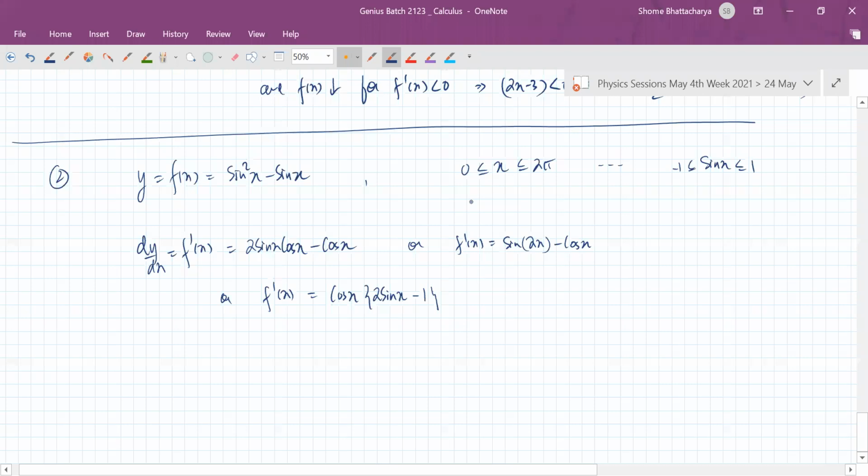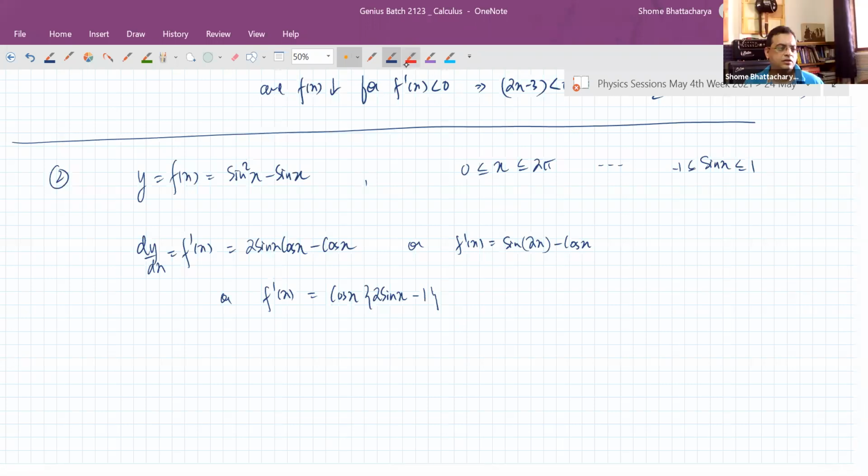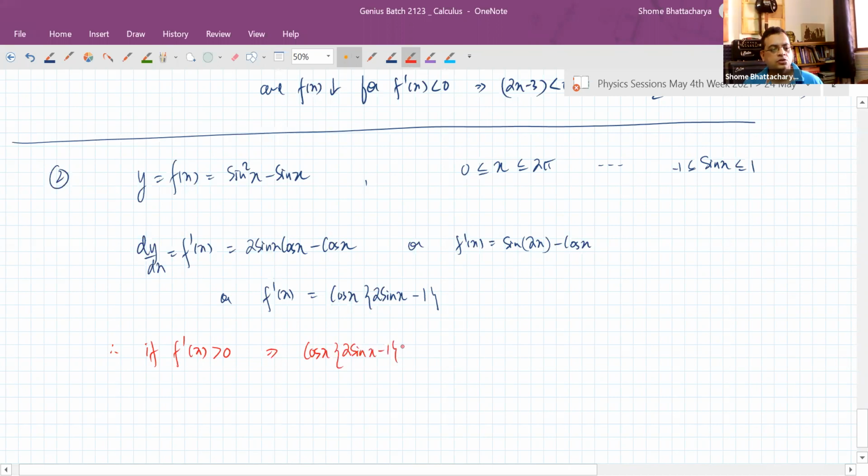Understanding the point? Okay. So now, for example, if I want to solve for f prime x greater than 0, it means that cos x into 2 sin x minus 1 should be greater than 0. Now let's understand each of these terms individually.